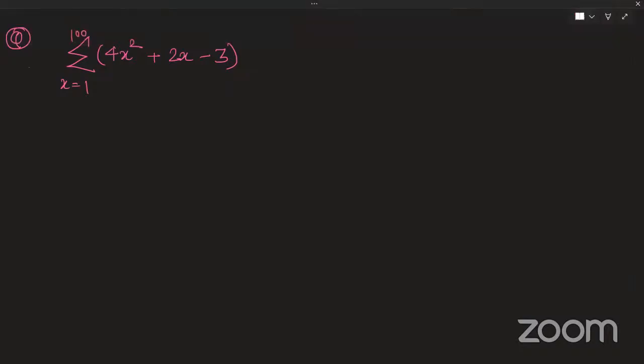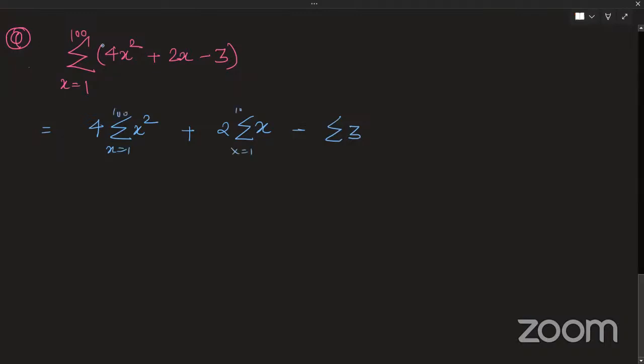How will we do it? We should separate it. So sigma x square, then we have plus 2 times sigma x minus sigma 3. In all these, x is going from 1 to 100. Fine, everyone? Got it? So tell me, how should we do this one?